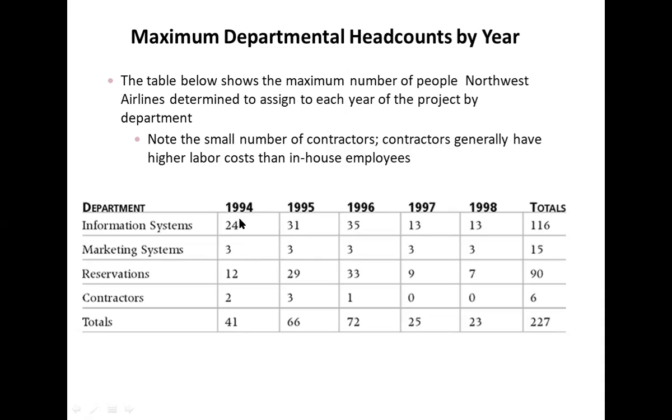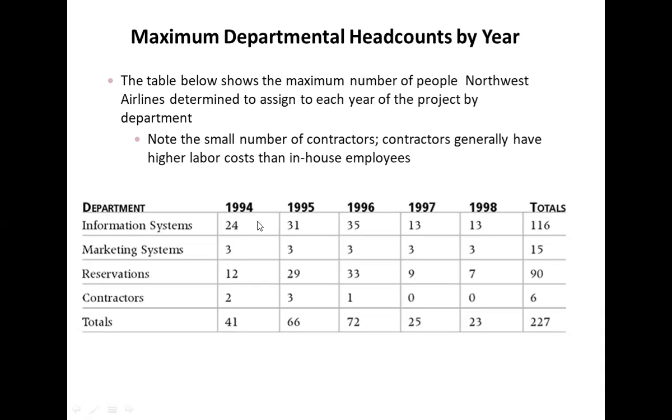So in 1994, how many contractors are there, okay? And in the reservations department, how many people were working? And in marketing systems, how many people were working? And in information systems, how many people were working? So this is a head count.